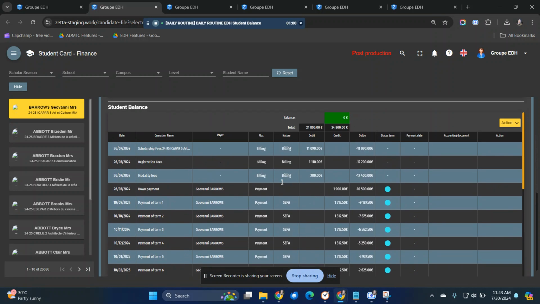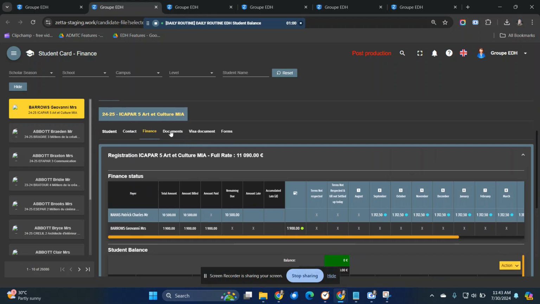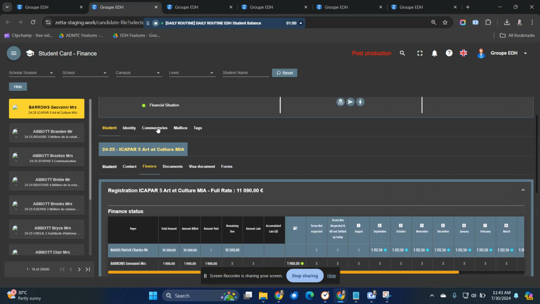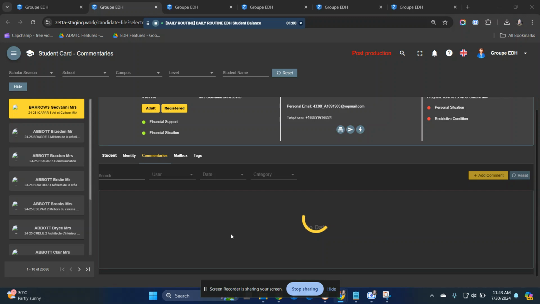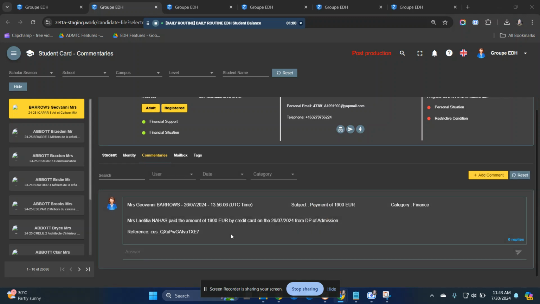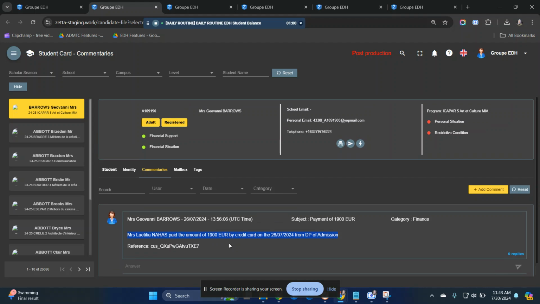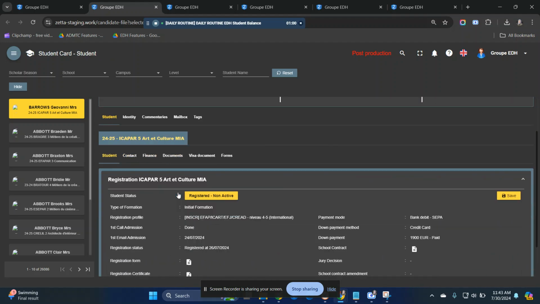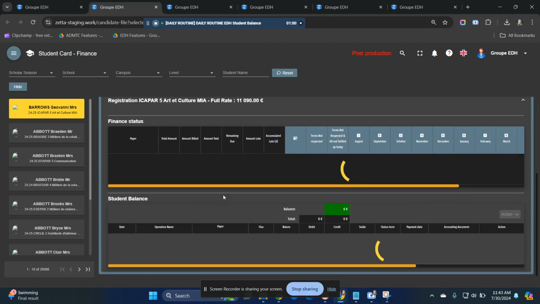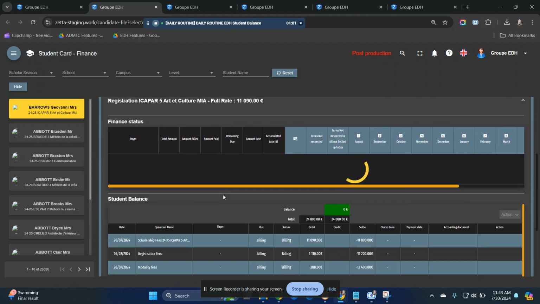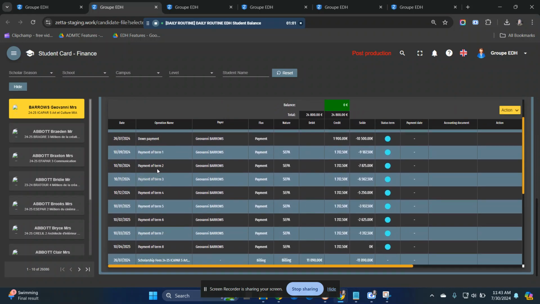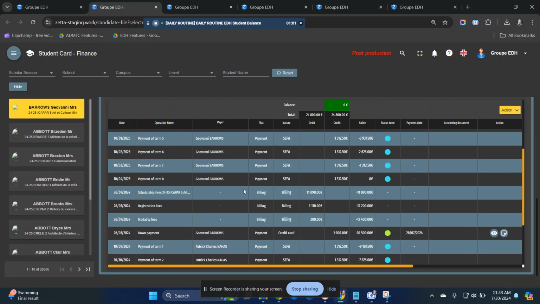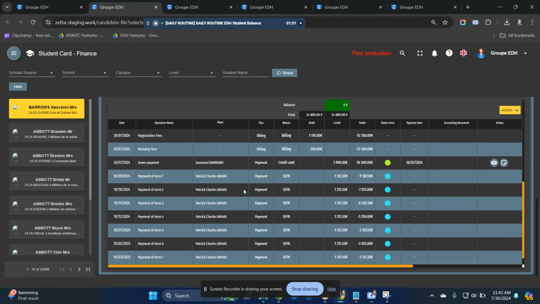Even so, when I check in the commentaries, there is no history about the student that already transferred. So in the commentaries, it just displays the record when the student pays the down payment, just this. But in the student balance, it's recorded 2 times. The billings and the payment of term should be generated just once.